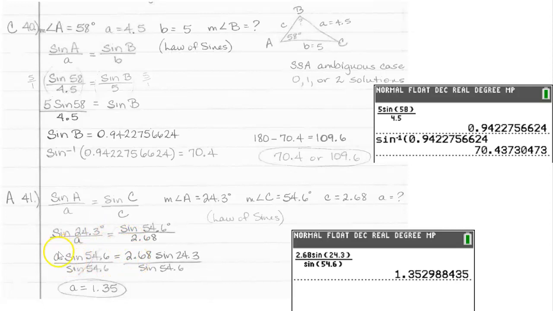To get A by itself, I need to divide by the sine of 54.6. So I'm going to do that to both sides, and I get A is equal to 2.68 times the sine of 24.3 divided by the sine of 54.6. So I threw that in my calculator over here again in degree mode, and I got 1.35 as my value for side A.